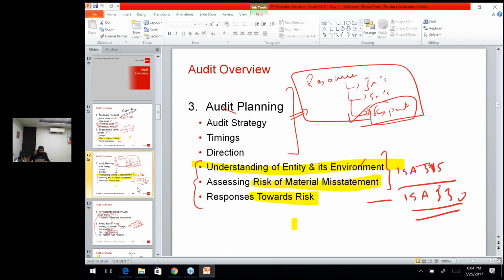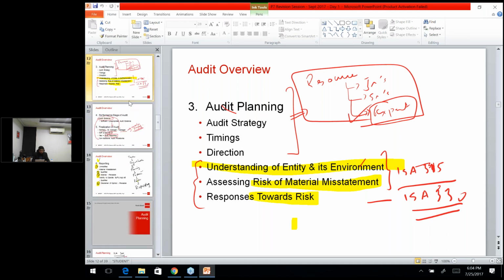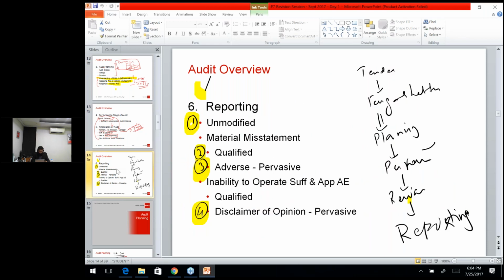Once the engagement letter is signed, we go to the planning stage of the audit, which requires us to develop an audit strategy. We should decide the overall direction that the audit would follow, and we understand the entity, assess the risk of material misstatement, and then develop the responses to the risk.